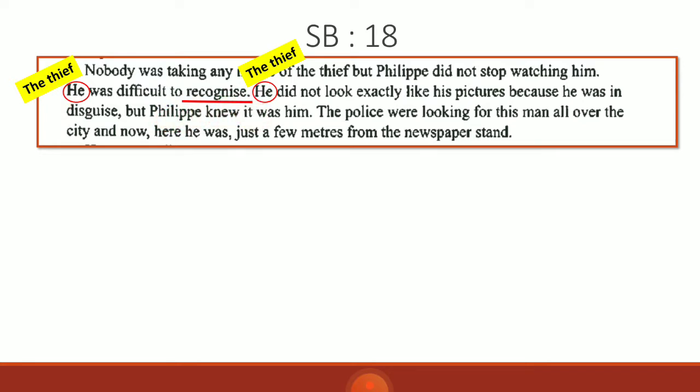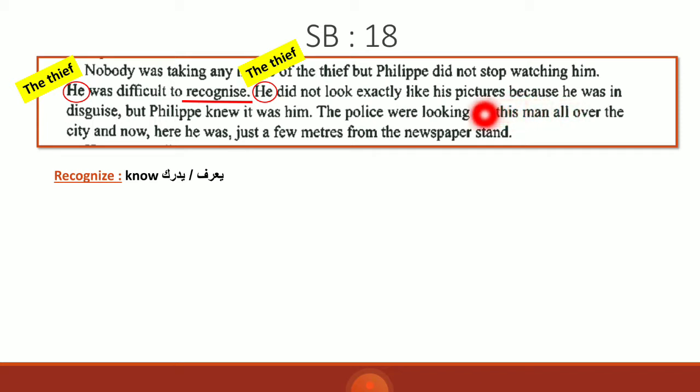Recognize means to know, so it was difficult to identify him, difficult to recognize who he was. So he was difficult to recognize, it was difficult to recognize the thief, and he did not look exactly like the pictures, meaning his look was not exactly like his look in the pictures in the newspapers.